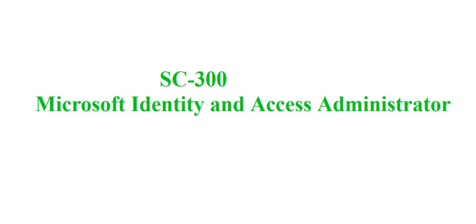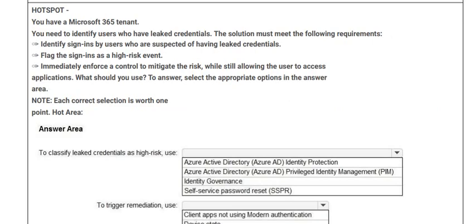Today's questions are: you have a Microsoft 365 tenant. You need to identify users who have leaked credentials. The solution must meet the following requirements. Identify sign-ins by users who are suspected of having leaked credentials. Flag the sign-in as a high-risk event. Immediately enforce a control to mitigate the risk while still allowing the user to access applications. What should you use?